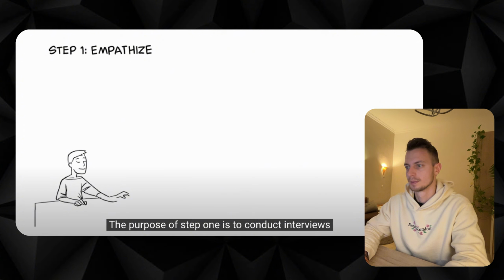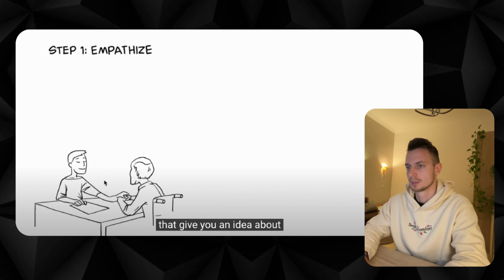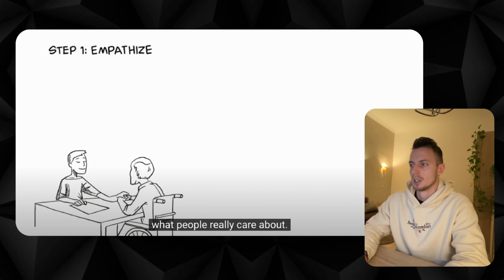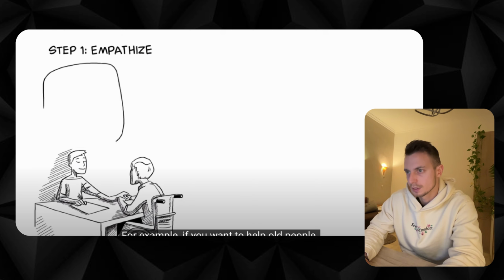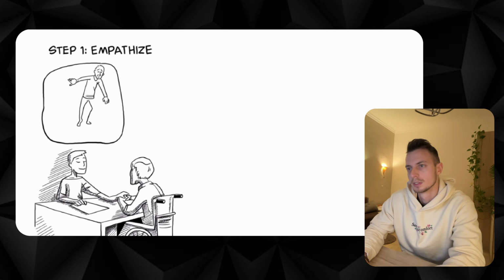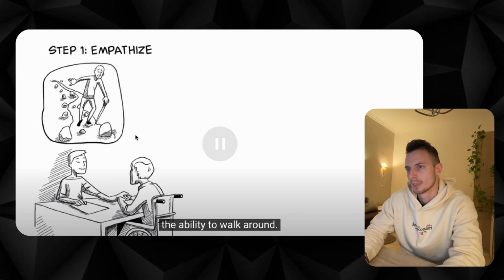The purpose of step 1 is to conduct interviews that give you an idea about what people really care about. We need to empathize with their situation. For example, if you want to help old people, you might find that they want to keep the ability to walk around. And that's why I said this example, because now he's talking about empathizing with the users, which is definitely correct and definitely do that.